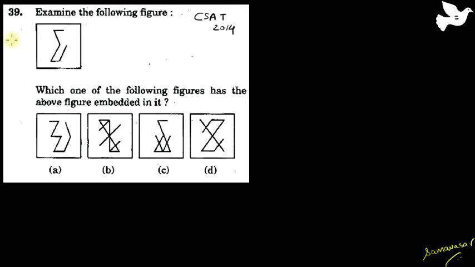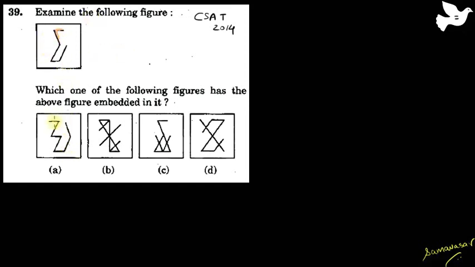This is a visual reasoning question from CSAT 2014. So we are supposed to identify in which of these answer choices do we have this figure. Now this is very simple to do. Just notice the patterns of the figure. So here I have this angle like this.